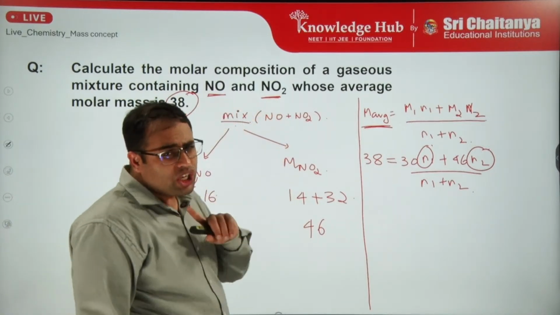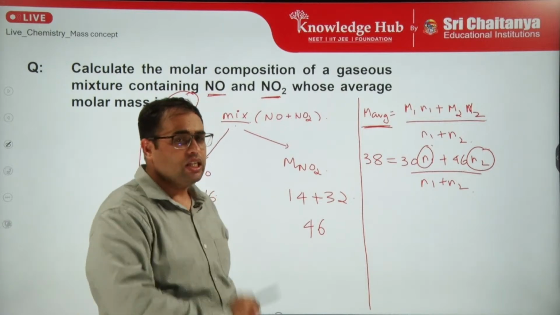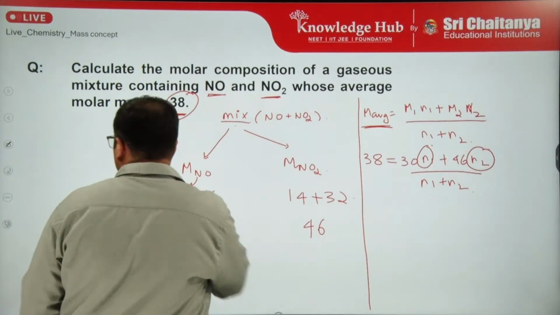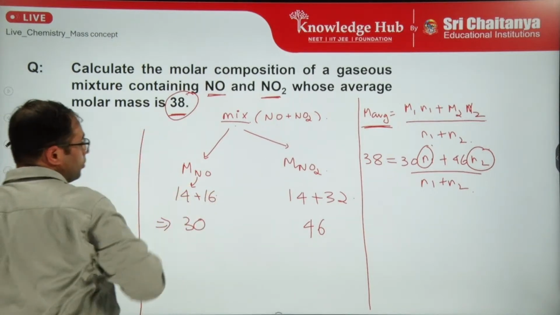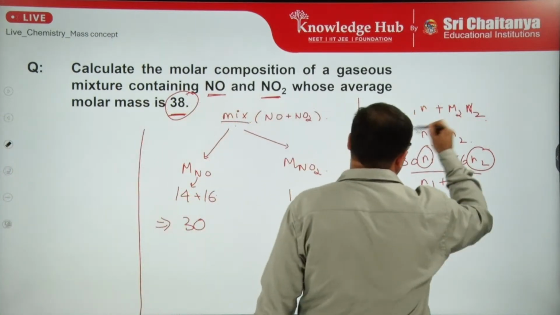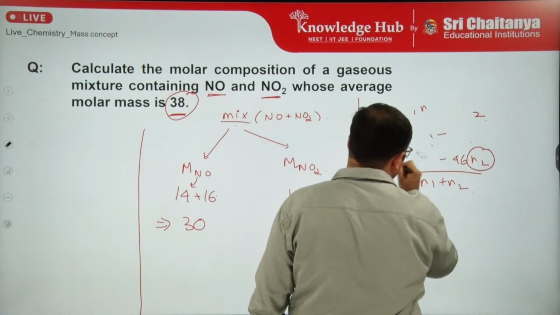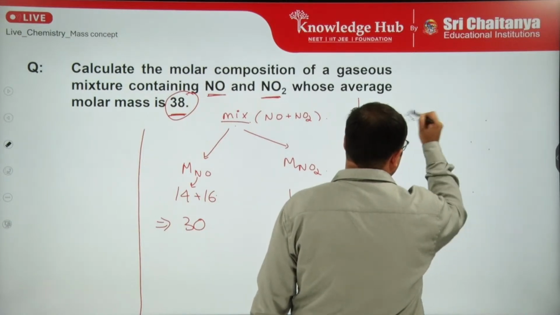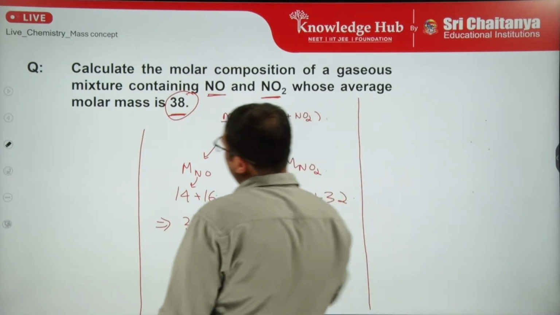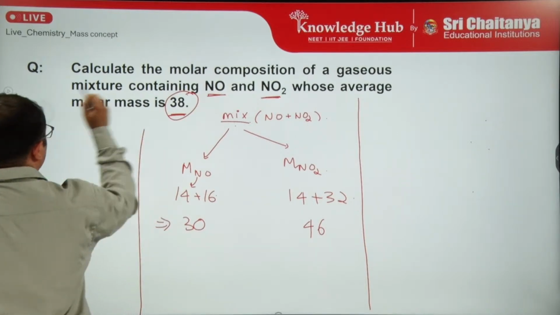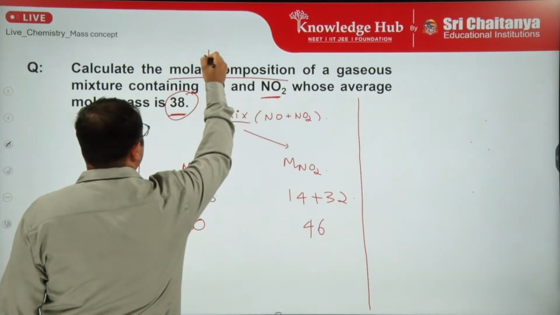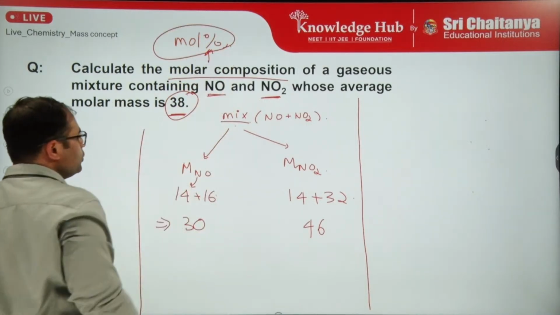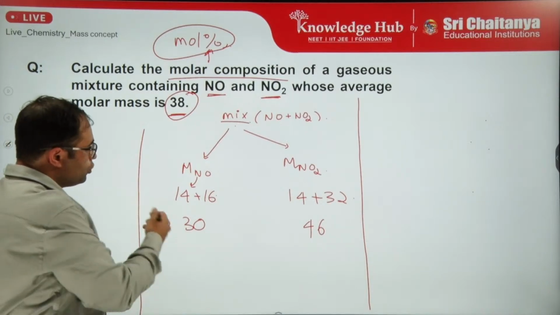So we are going to change our approach just a little bit. How are we going to do that? Simply, instead of working in terms of moles, we will work in terms of mole percentages. I think when you talk about composition, they are asking about mole percentages. Remember, molar composition means mole percentage, right? Because moles we cannot calculate from here. So the molar masses are done.